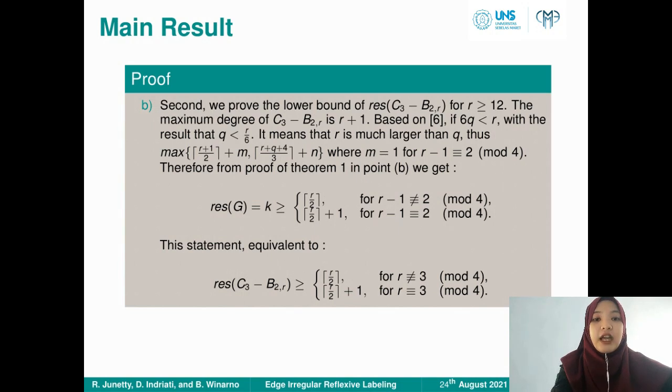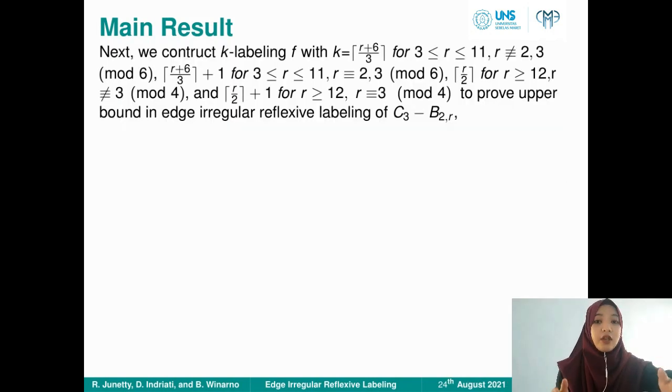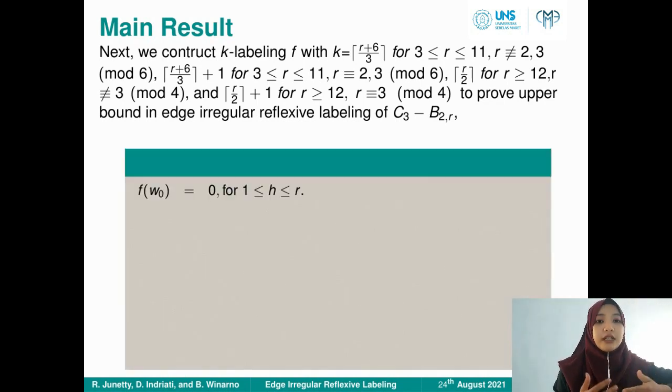This statement is equivalent to rest C3b2r greater than ceiling of r per 2 for r not equivalent to 3 in modulo 4, and r per 2 plus 1 for r equivalent to 3 in modulo 4. Next, we construct a k-labeling f with k to prove the upper bound in the irregular reflexive labeling of C3b2r.